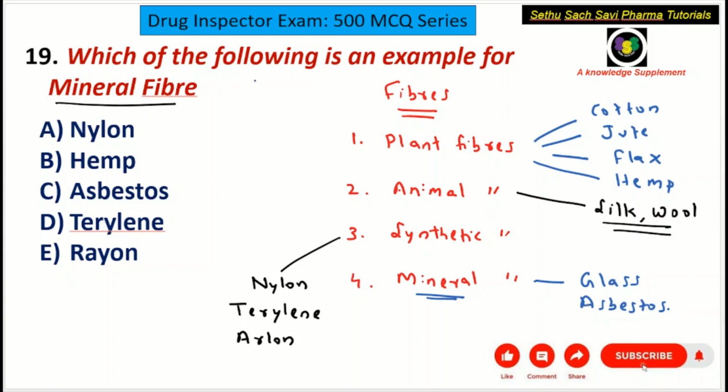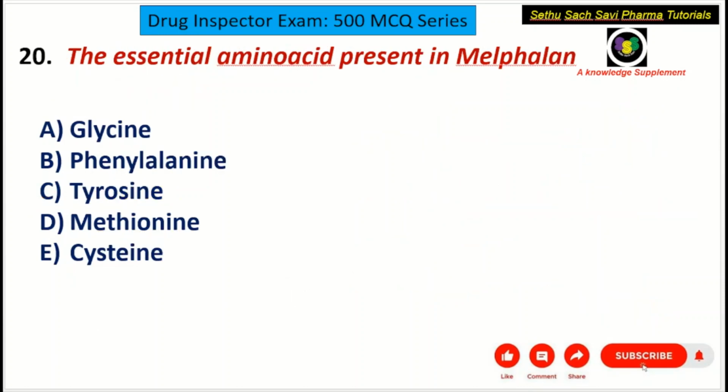So here the question was which is the example for the mineral fiber. The correct answer is C choice, asbestos. Here nylon belongs to the synthetic fiber category. Hemp is a plant fiber. Terylene again belongs to the synthetic category, whereas rayon is artificial silk. Rayon is nothing but artificial silk. Okay, so hope you understood this question. Moving to the final question of the day.